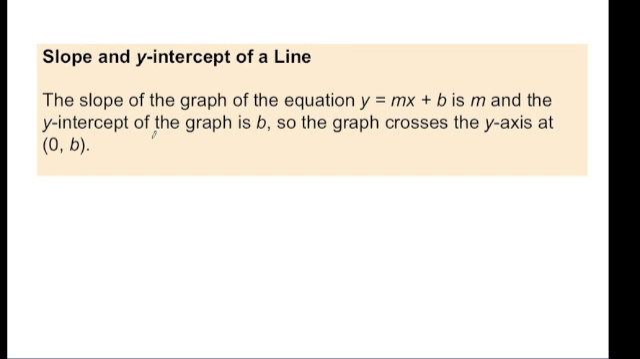Now the slope and y-intercept of a line. The slope of the graph of the line y = mx + b. m is our slope, and the y-intercept of the graph is b, so that the graph crosses the y-axis at the point (0, b). This is the slope and y-intercept of a line. So notice we talked about ax + b. Well, our a becomes m. That's the slope. And we call b the intercept, meaning the y-intercept in this case.